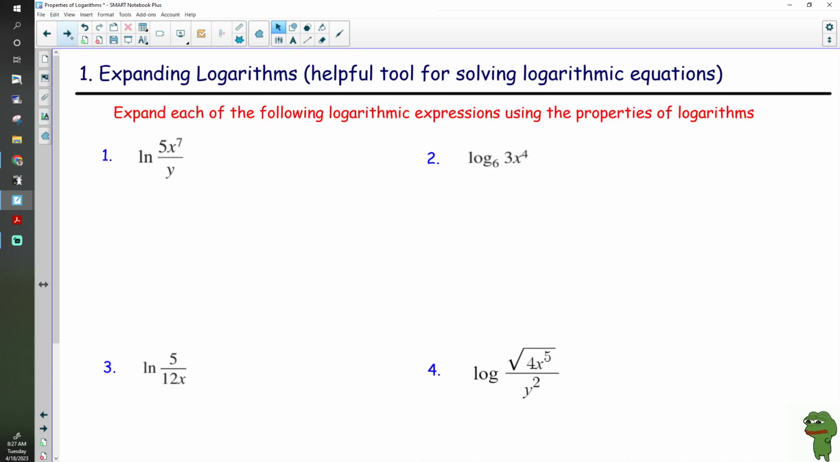Number 1 is the ln, which is just a special log, the natural log of 5x to the 7th over y. We are going to use more than one property most of the time. It's possible we only have to use one, but if we look at number 1, which properties do you see we're probably going to use?